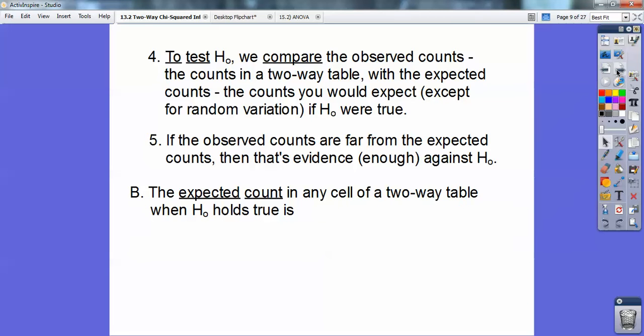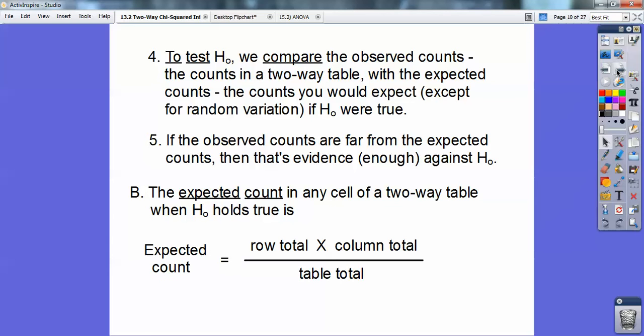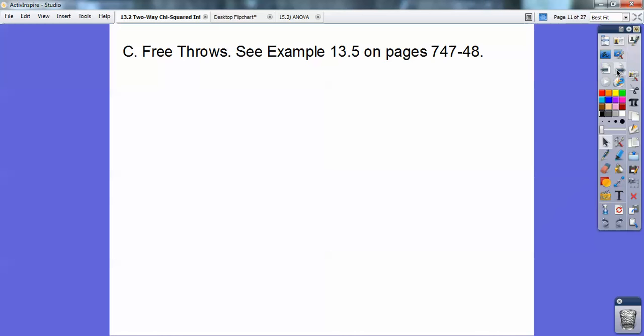The expected count in any cell of a two-way table, when your null hypothesis is true, is your row total times your column total divided by your table's total. I'll show you an example here. Not this example, but the next one. This is example 13.5 on pages 747 and 748.